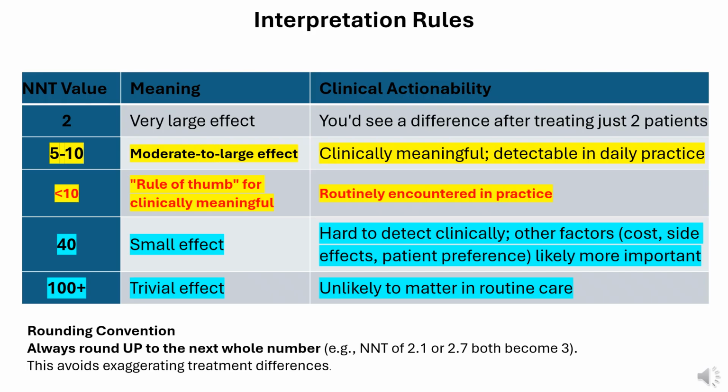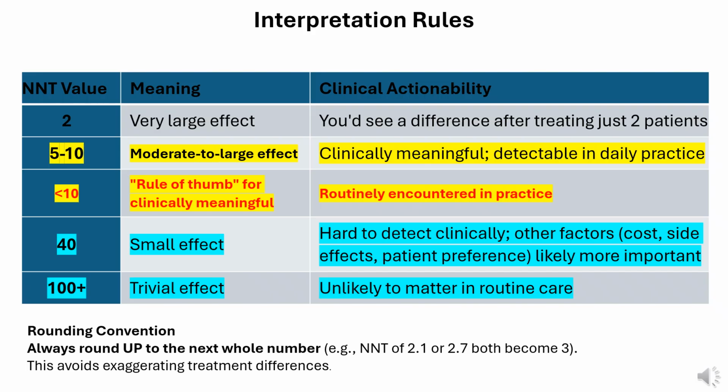Interpretation rules. NNT value, meaning, clinical actionability. An NNT of 2: very large effect. You'd see a difference after treating just 2 patients. 5 to 10: moderate to large effect. Clinically meaningful, detectable in daily practice. Less than 10: rule of thumb for clinically meaningful. Routinely encountered in practice. 40: small effect. Hard to detect clinically. Other factors, cost, side effects, patient preference, are likely more important. 100 plus: trivial effect. Unlikely to matter in routine care.